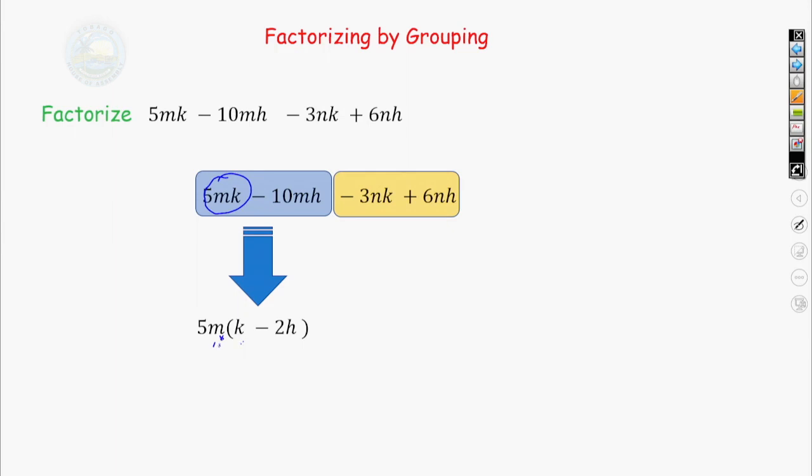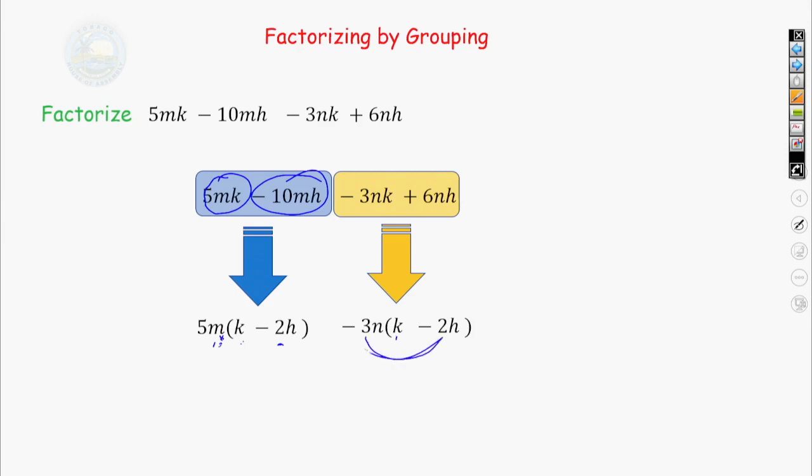What need I multiply 5m by here to give me minus 10mh? It is going to be minus 2h. Remember, we just looked at using the distributive property, right? So consider the second pair. Consider in the second pair, what is the common factor? Common factor here is negative 3n. Negative 3n multiplied by what is going to give me negative 3nk? It's going to be k. And negative 3n multiplied by what is going to give me positive 6nh?